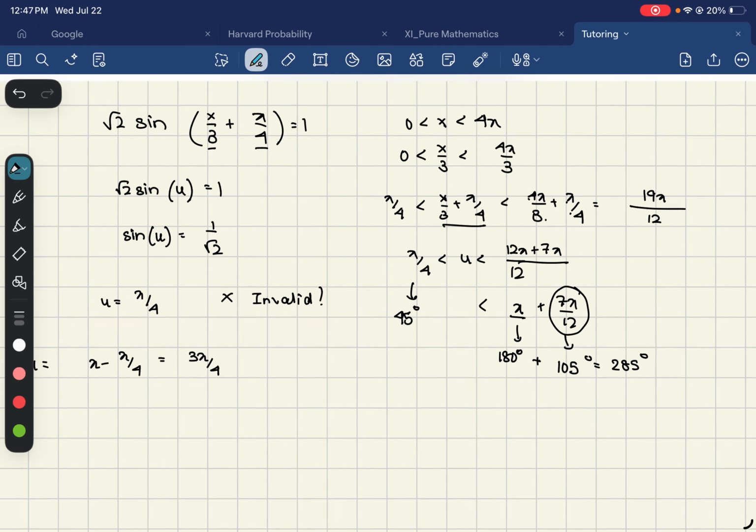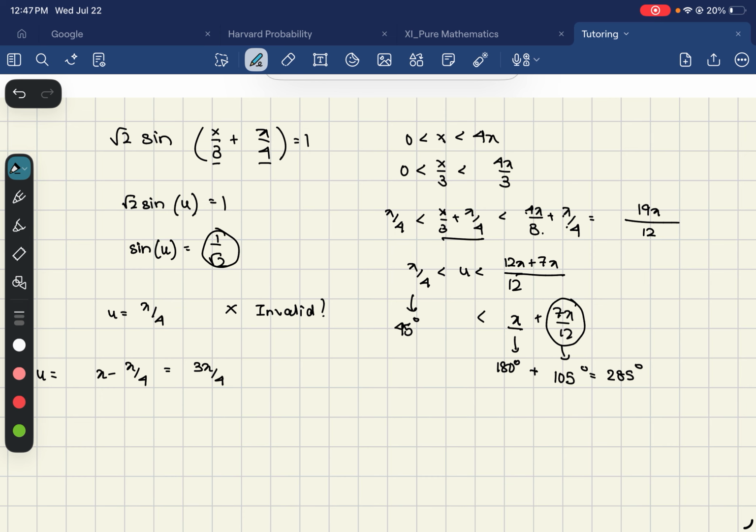All right. And now sine of u is positive, right? And sine is only positive in the first and the second quadrant. So up until 285, which is somewhere in the fourth quadrant, the only two valid solutions you'll find are in the first and the second quadrant. If you add 360, it's going to exceed 285. So your only valid solution is actually 3 pi over 4.